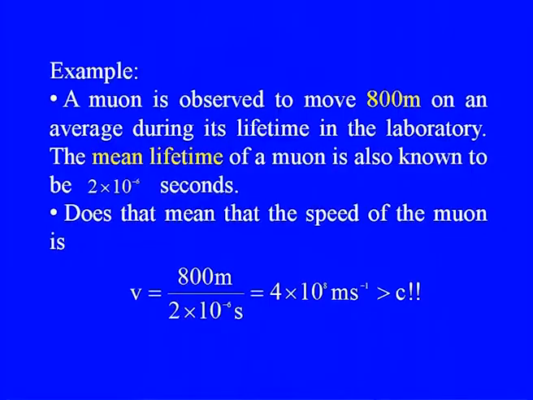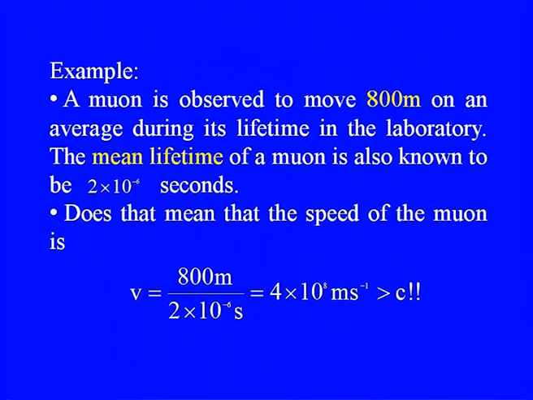So you know a muon, that's a subatomic particle. A muon is observed to move approximately 800 meters on average during its lifetime in a laboratory. If one looks up the mean lifetime of a muon from one of these particle physics books or data tables, you see that it's something like 2 × 10⁻⁶ seconds.